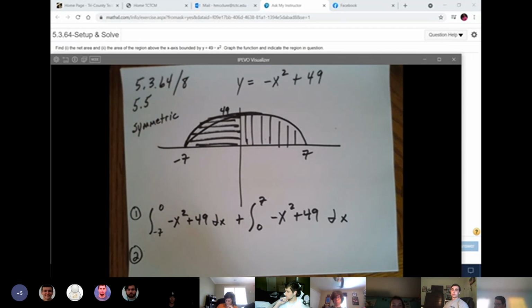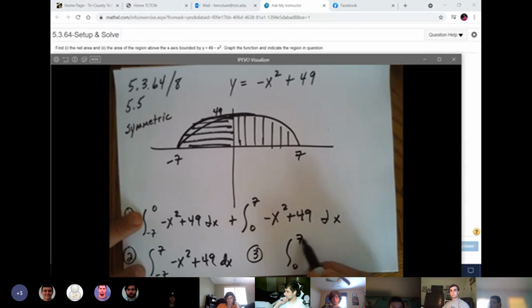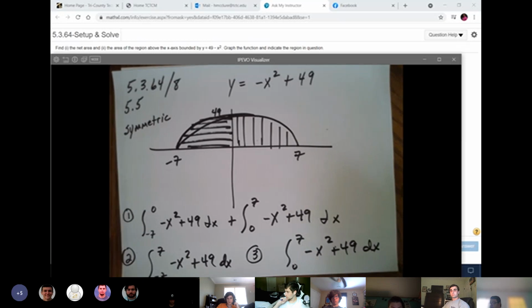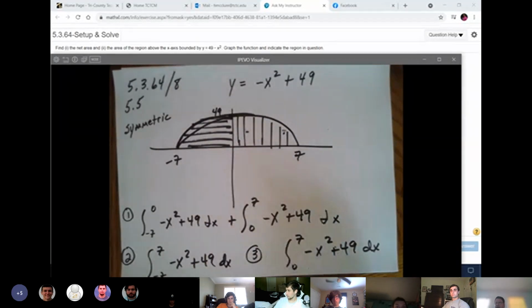Would it be -7 to 7 and then -x² plus 49 dx? Yep. And somebody give me the third. 0 to 7, -x² plus 49 dx. You got the area from this side. What do you do with it? Multiply it by what? Multiply it by 2. Those are the 3 ways.